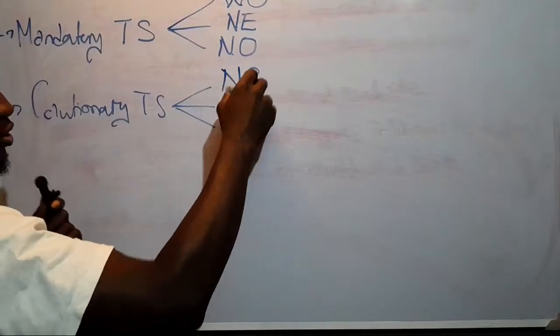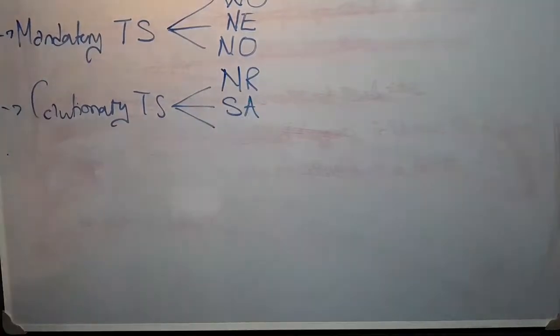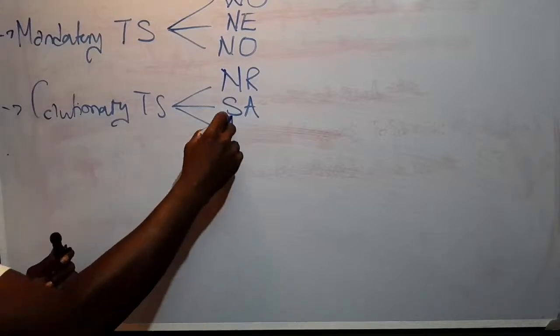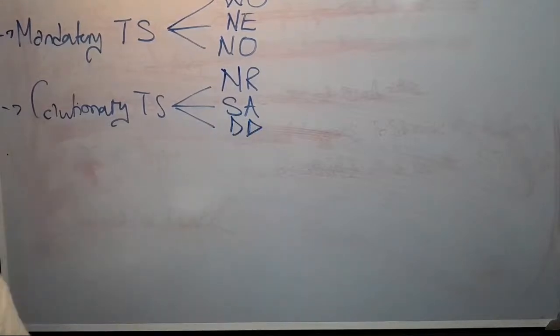down. So we have the likes of school ahead, narrow road, dangerous dip. Dangerous dip means there's a big hole there, so you need to slow down and enter carefully. These are examples of cautionary traffic signs.